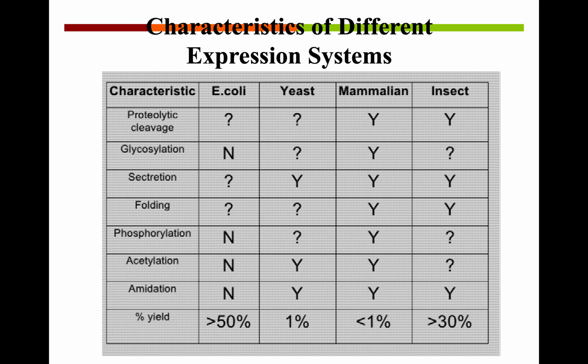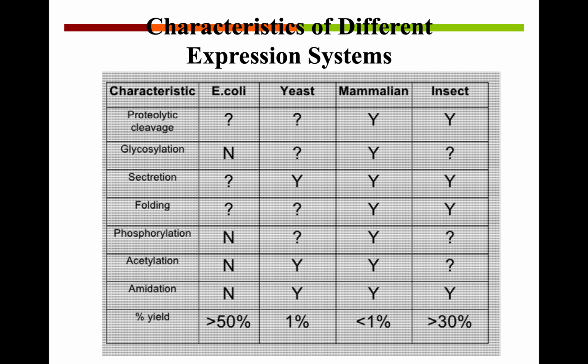Now, let's have a look at the characteristics of the 4 different expression systems. We have seen E. coli, yeast, mammalian, and insect just now. So insect is another option, apart from mammalian. Both of them are for animal or from animal. Now you don't see anything from plant, right? So why is there nothing from plant? Give it a thought, and if we have time, probably we will discuss that.